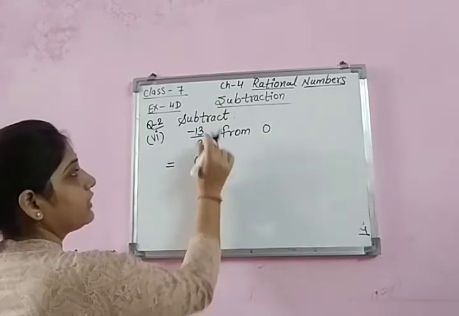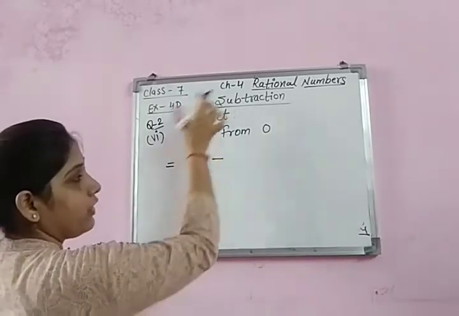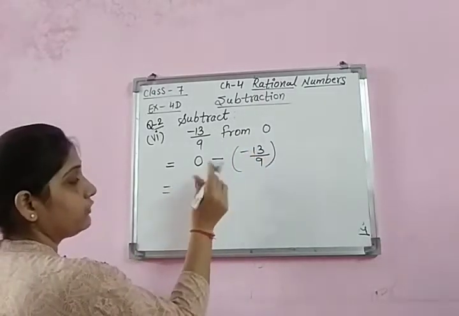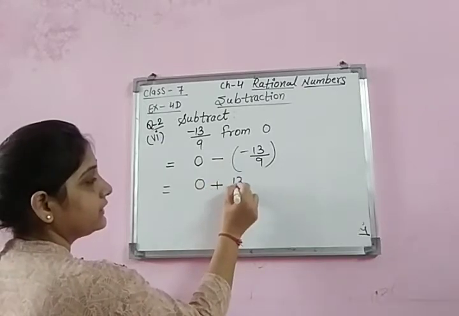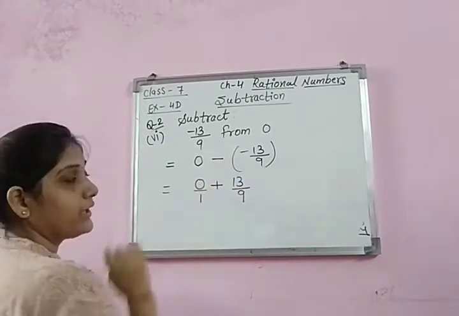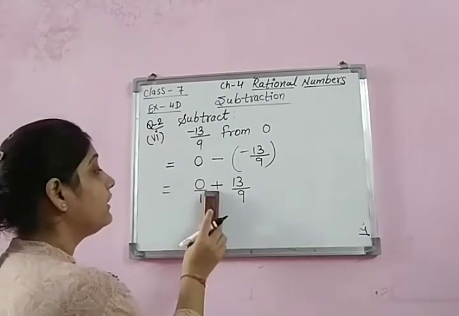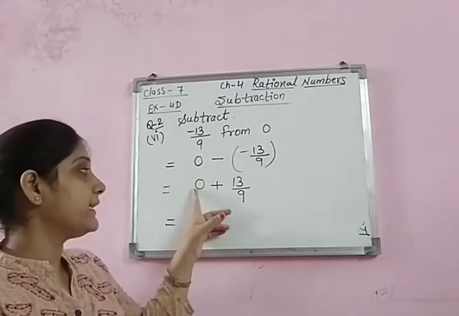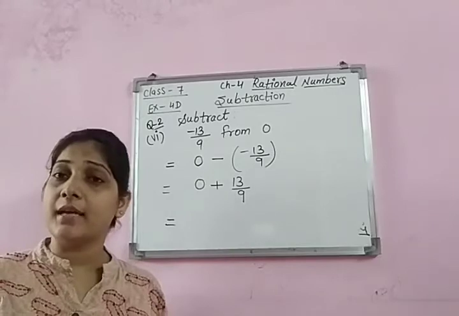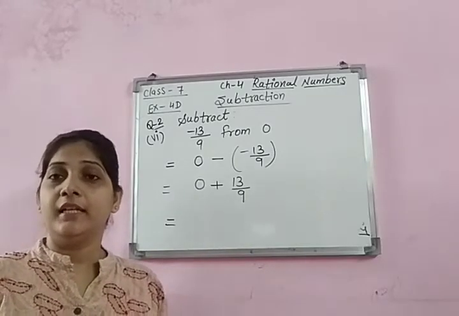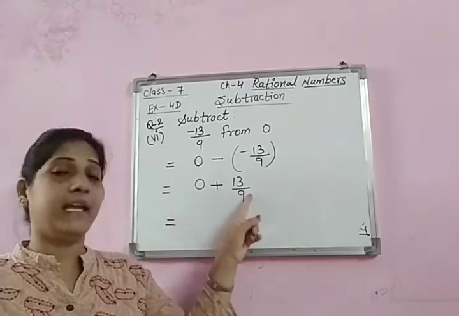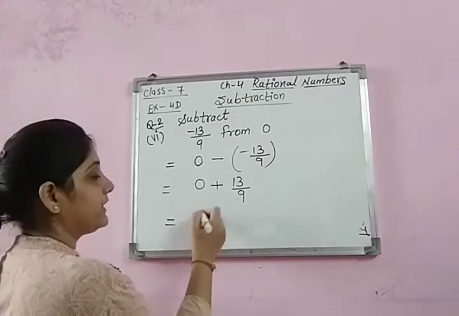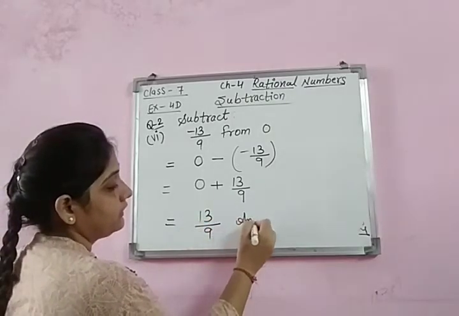Write down 0 here. We are doing subtraction, so minus, and copy down this number here, negative 13 by 9. Now 0 minus minus, plus 13 by 9. Now you can write 1 over here and by taking the LCM you can solve. But that's not needed. Use the property. What property? That if 0 is added to any number, it will give us the same number itself. Agree? Okay. So 0 plus 13 by 9, the answer will be 13 by 9.